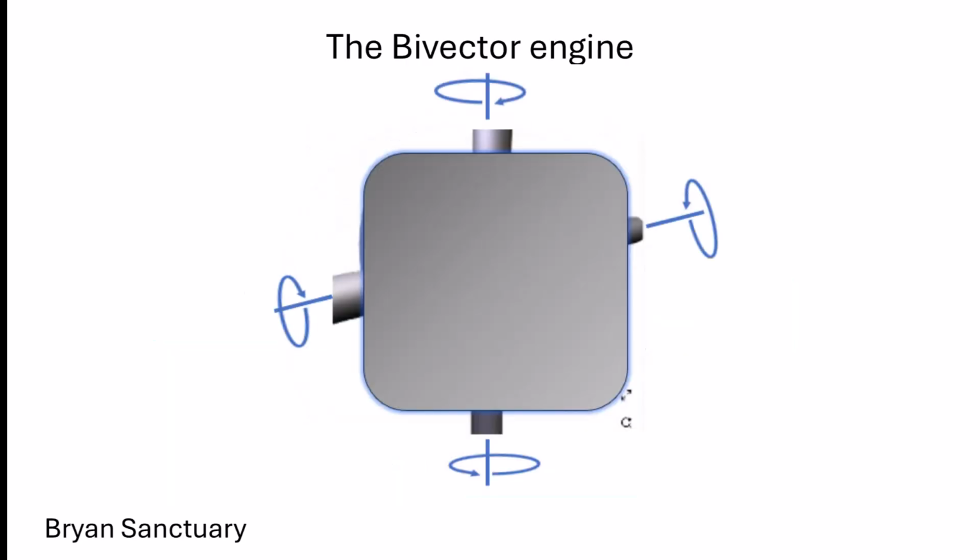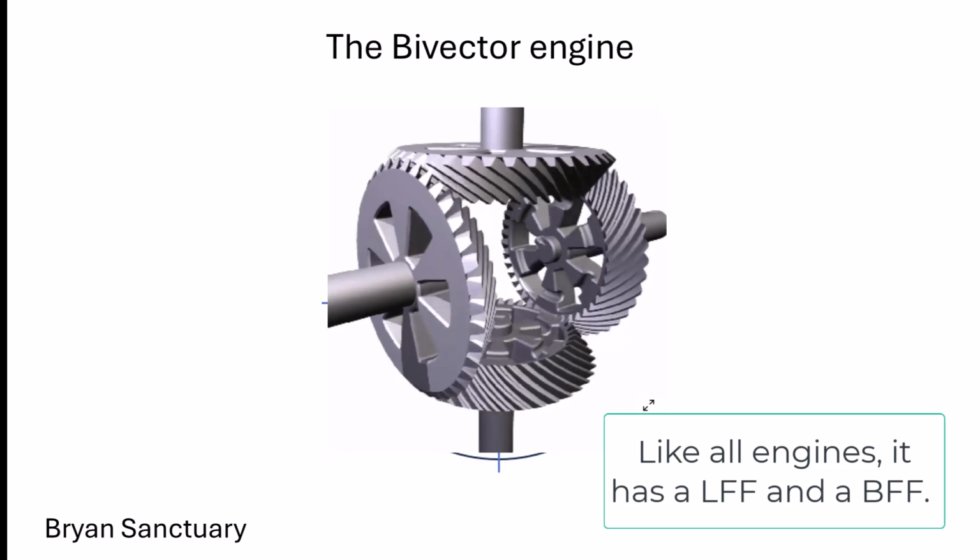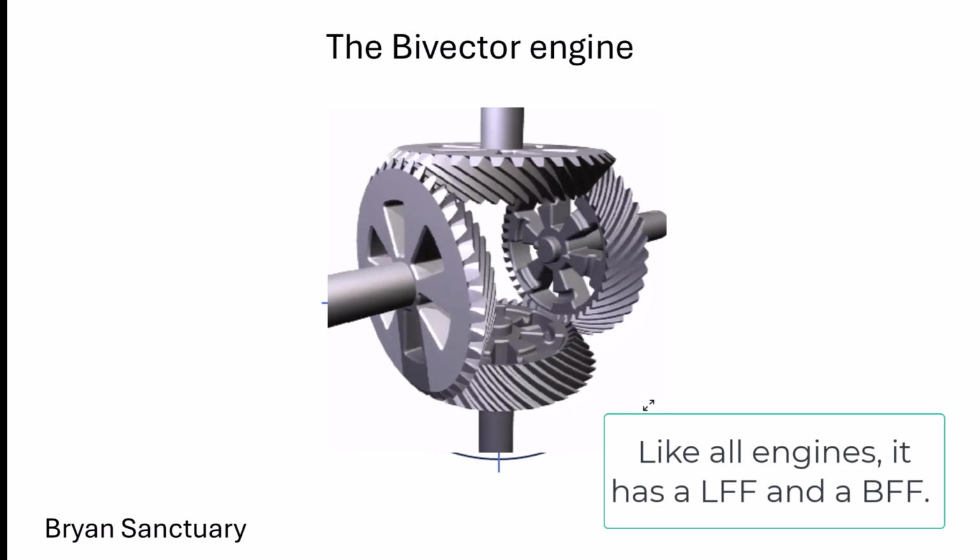Here is a real engine from the laboratory fixed frame. The drive shaft can turn left or right. The output is the turning of the axes. This is similar to seeing a bivector engine from the laboratory fixed frame. If we lift the covers, we now see the internal mechanism. Just an example of a real engine.